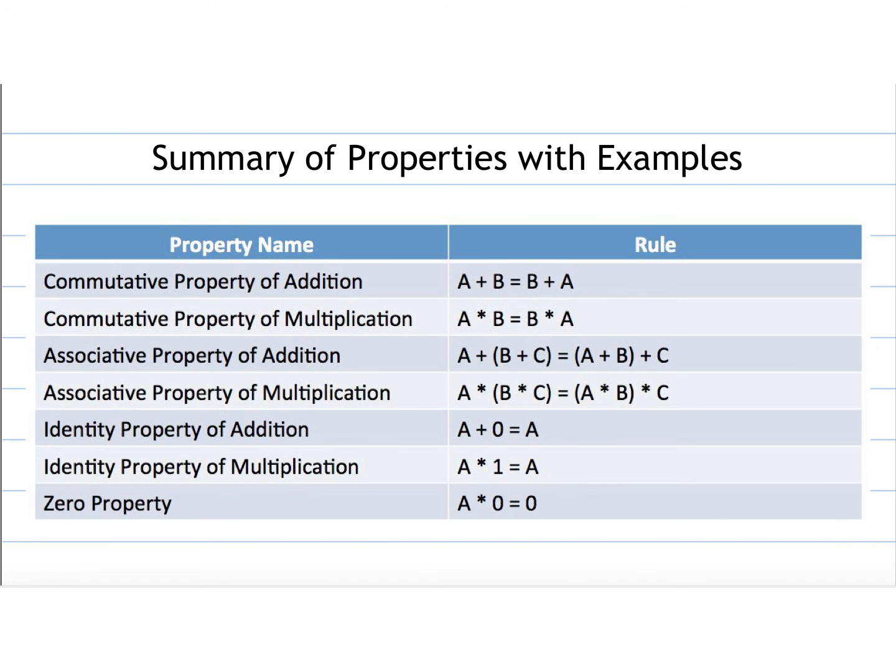Okay, so again, here is the summary of the properties. The commutative property of addition, we can change the order, but it doesn't matter. Same thing with multiplication. Associative property, we can change the grouping of the numbers, but still get the same answer. And then you have those identity properties or the zero property.